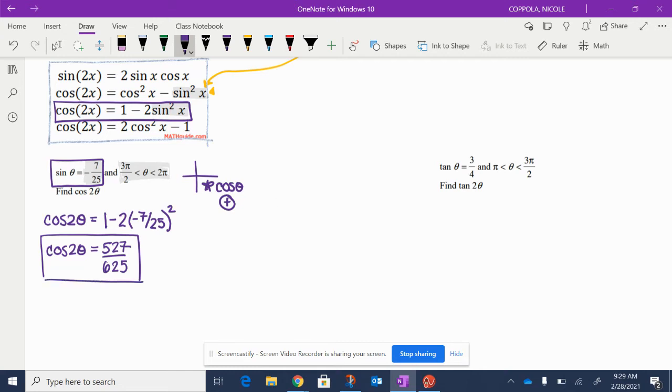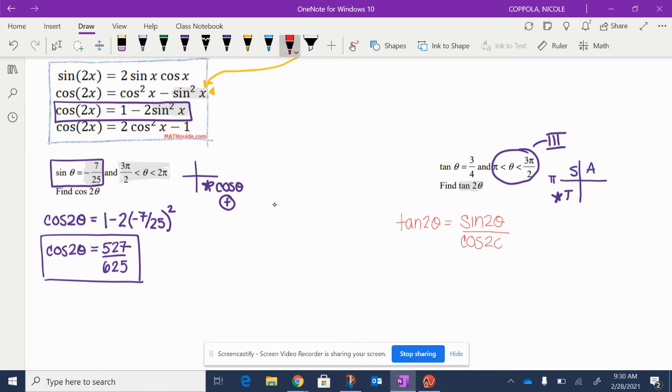Okay, done. Tangent's a little more unique. So here we have tangent equals 3/4, and my angle is between pi and 3 pi over 2. So here's pi. So we're in this quadrant, quadrant 3. That's what it's telling us. So guys, when I'm trying to get tangent of 2 theta, tangent of 2 theta is equal to sine of that angle over cosine. So notice, guys, how I'm going to need both of these equations.